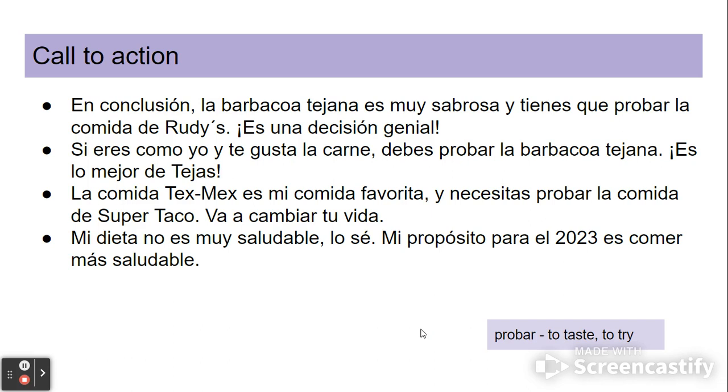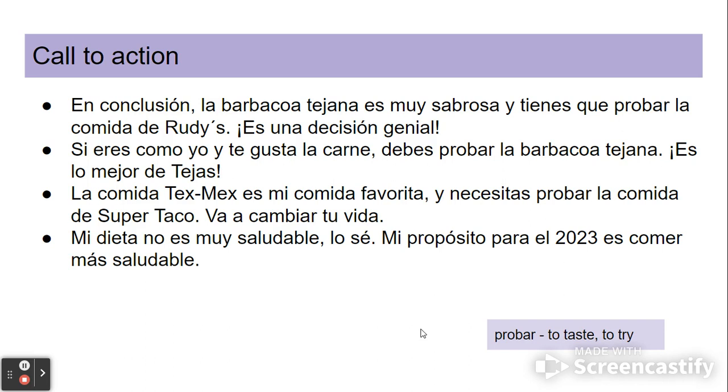This is trying to get the reader to do something. En conclusión, la barbacoa tejana es muy sabrosa. Y, and here's our call to action, tienes que probar la comida de Rudy's. Es una decisión genial. Si eres como yo y te gusta la carne, and here's our call to action, debes probar la barbacoa tejana. Es lo mejor de Texas.